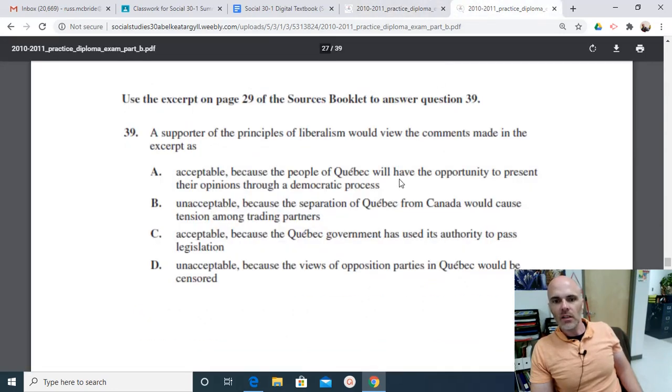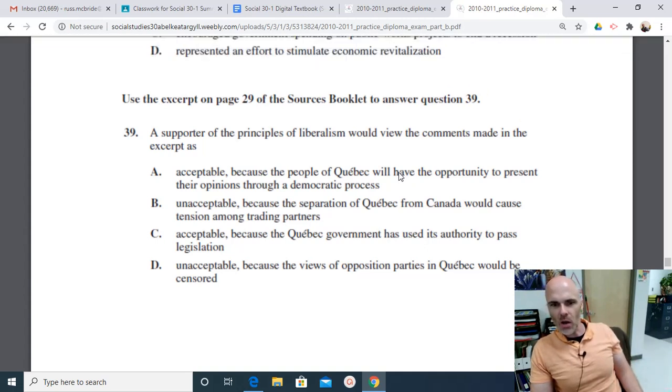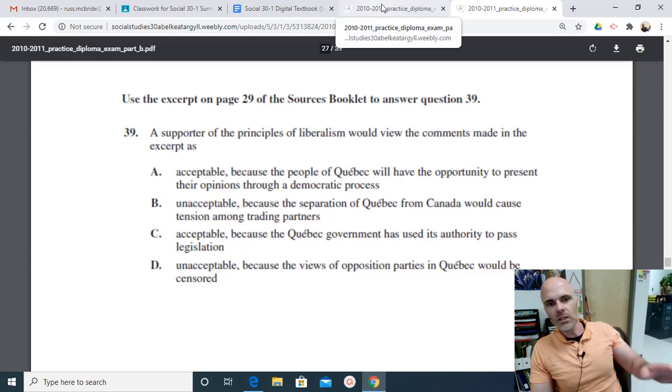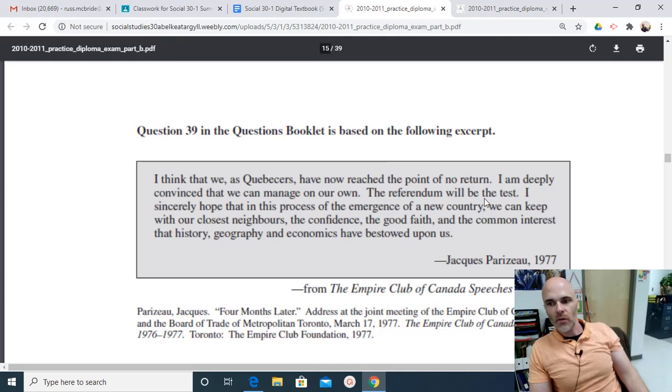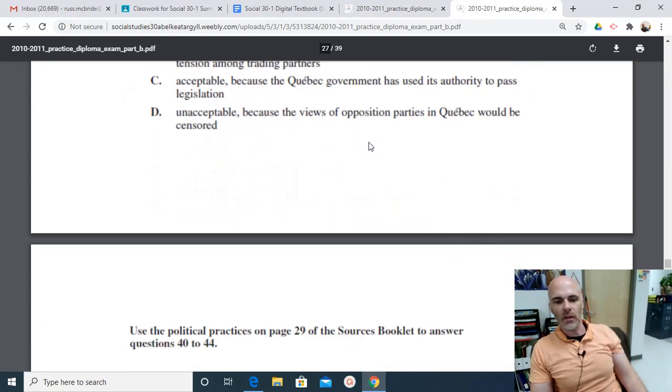Number 39. A supporter of the principles of liberalism, so democracy, someone who likes democracy, someone who likes freedoms, would view the comments made by Jacques Parizeau as acceptable or unacceptable. And why? Seems to be a recurring way to format questions. Acceptable because the people of Quebec will have the opportunity to present their opinions through a democratic process. Would somebody who likes liberalism like it that people get to vote on something? Yes. Now, is that what's being made? A referendum? Yes. Oh man, I think I got it.